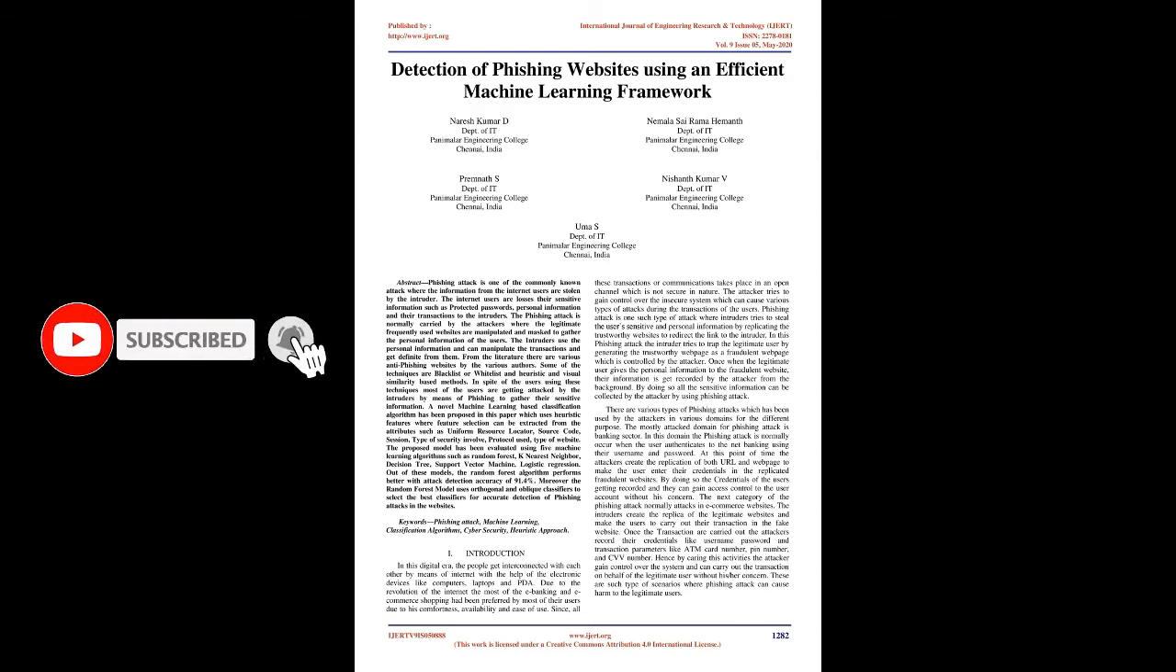Since all these transactions or communications take place in an open channel which is not secure in nature, the attacker tries to gain control over the insecure system, which can cause various types of attacks during the transactions of the users. Phishing attack is one such type of attack where intruders try to steal the user's sensitive and personal information by replicating trustworthy websites to redirect the link to the intruder.